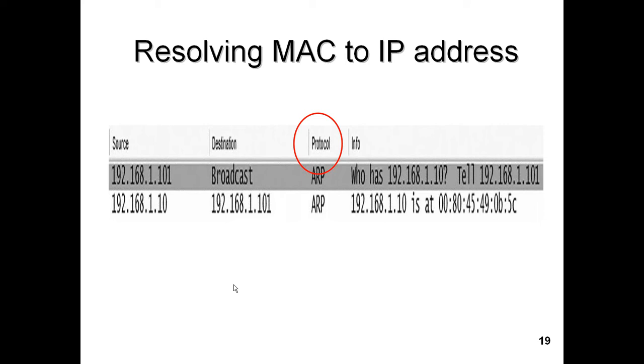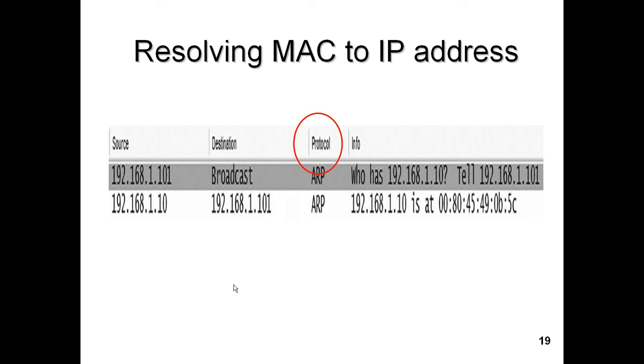How does my computer that I'm sitting at find the MAC address of that device? Here's what it does. It sends out a broadcast packet. A broadcast packet is one where the MAC address is all Fs, and the IP address is going to end in 255. That's what's going to be in the last octet in a typical Class C network. And it's going to transmit an address resolution protocol, or ARP, request, and it's going to say, who has the IP address 192.168.1.10? Please tell 192.168.1.101.